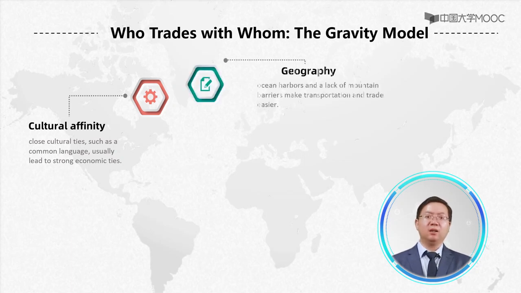The second is geography. Usually, ocean harbors and the lack of mountain barriers make transportation and trade easier. For example, Singapore has close trade ties with lots of other countries because Singapore has a geographic advantage.